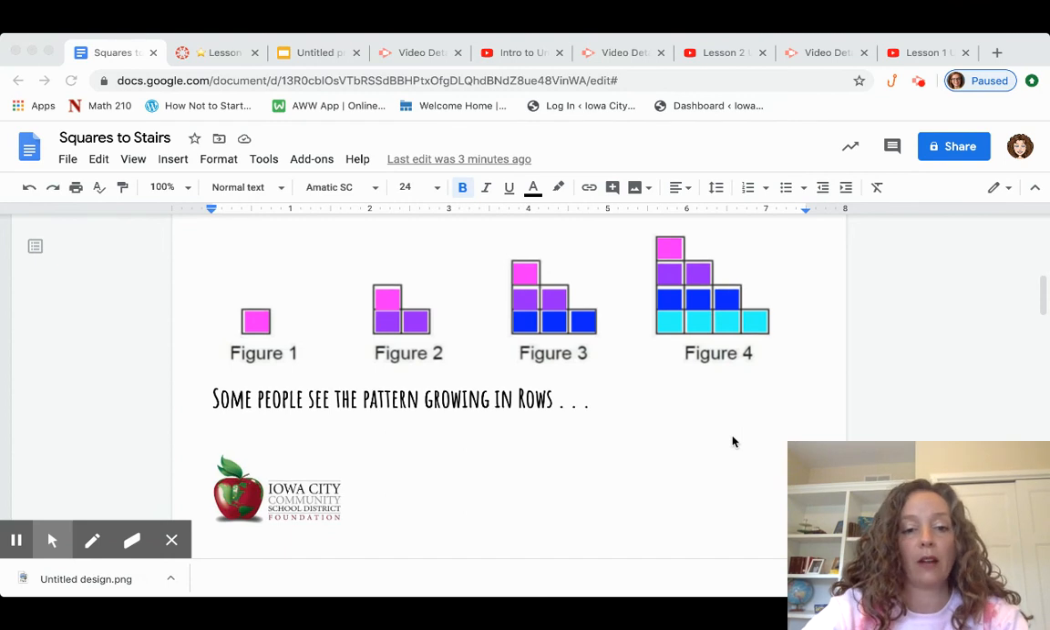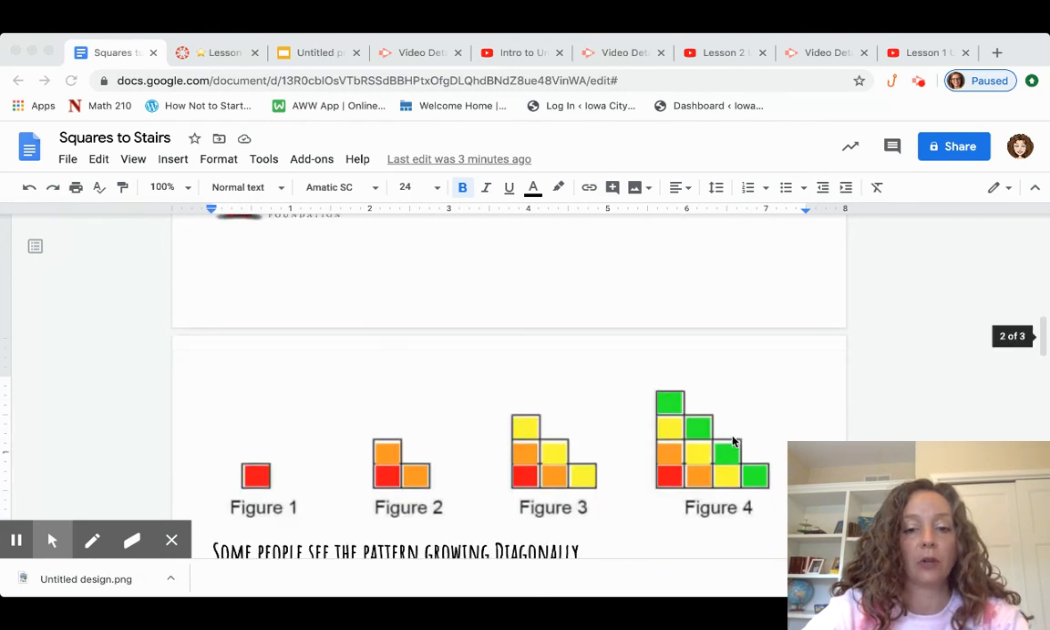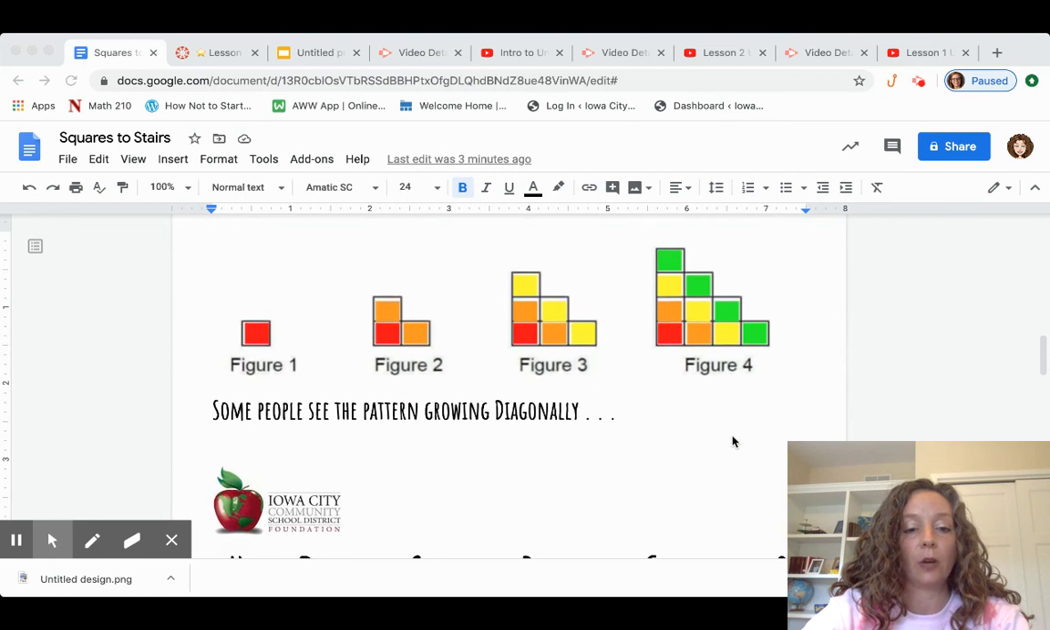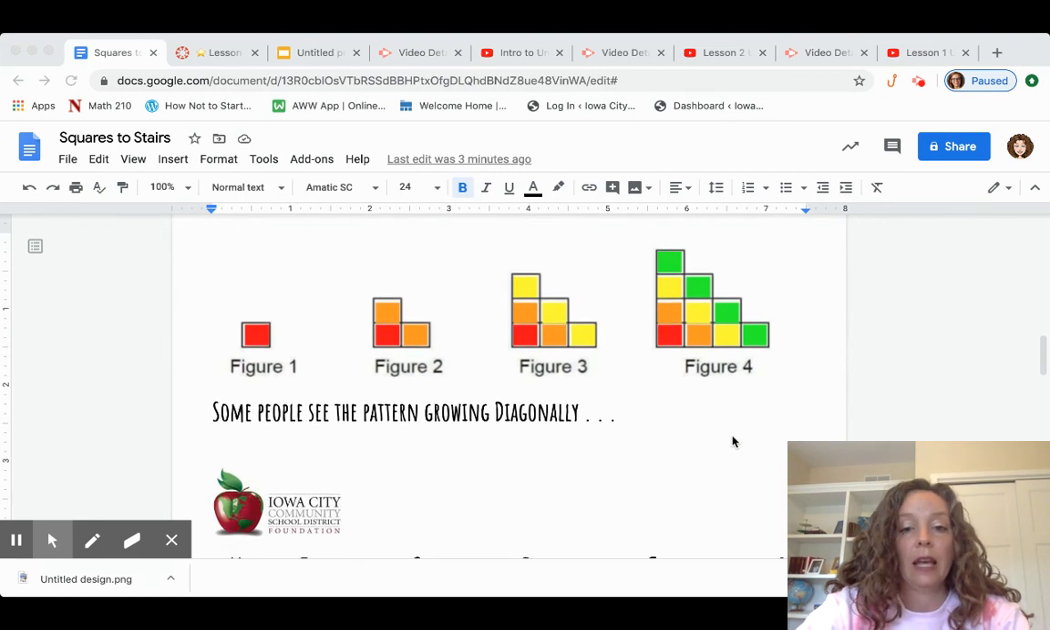The third way that I've heard people say that they see the pattern growing is that they see the pattern growing diagonally. This is the way that I first saw the pattern growing, and when I had other students explain to me that they saw the pattern growing in rows and columns, I thought it was really interesting to see it that way. But this is the way that I saw the pattern growing. So you can see there's the one red square in figure one, and then you add two orange squares in figure two, and then you add three yellow squares in figure three, and you add four green squares in figure four.